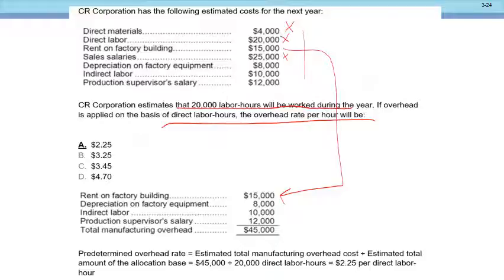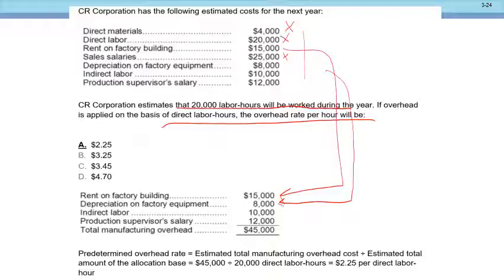Okay, good. How about our depreciation on the factory building? Is that overhead? Yes, it is, although it begs the question, why do we have both depreciation and rent? Oh, I see. It's the rent on the factory building, and the depreciation on the equipment. So we're renting the building, we're owning the equipment and depreciating. Got it. Okay, good.